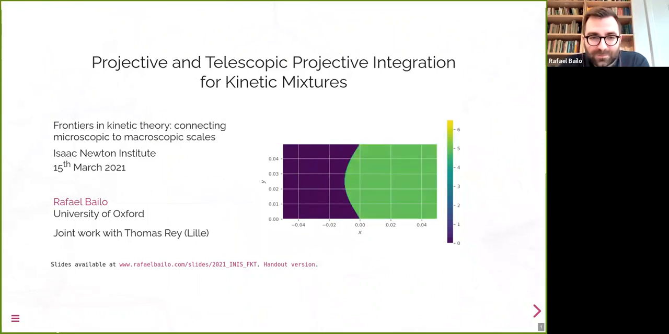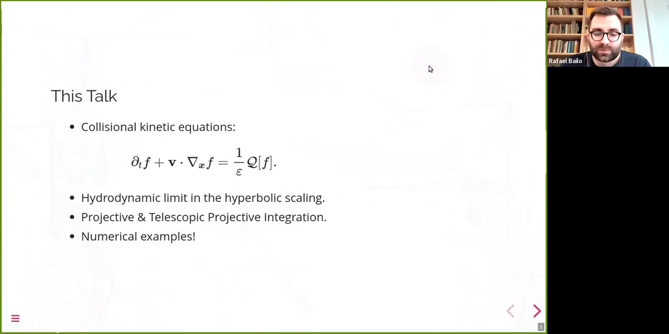Today, I'm going to talk about a numerical project that I did during my previous postdoc in Lille. All of this is work with Thomas Rey, and most of it was done in Lille. We finished the last details when I was already here in Oxford. So a quick outline of what we talk about today.